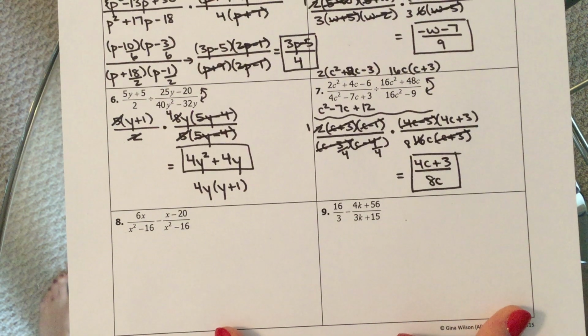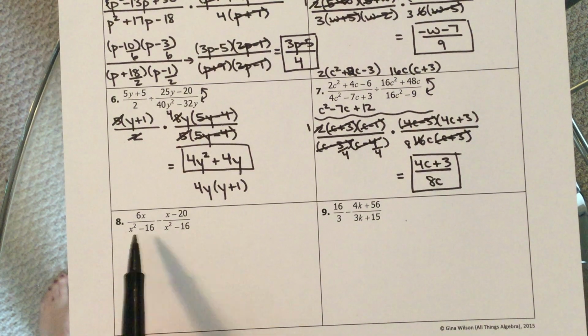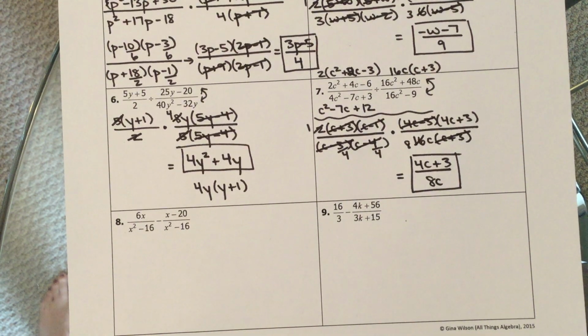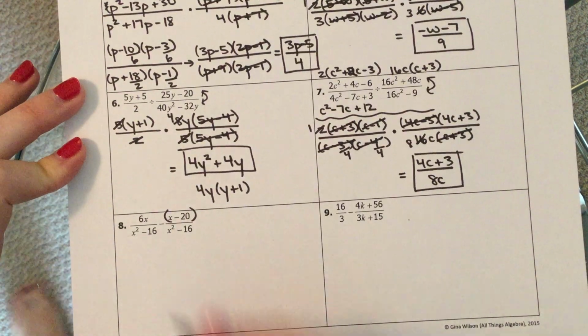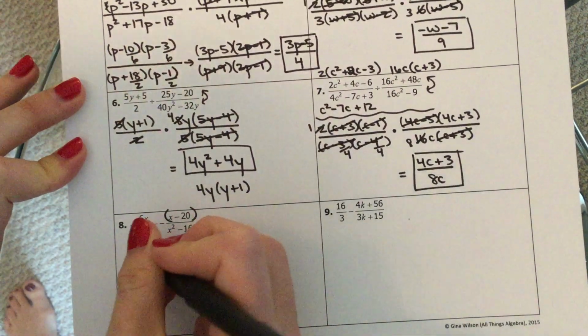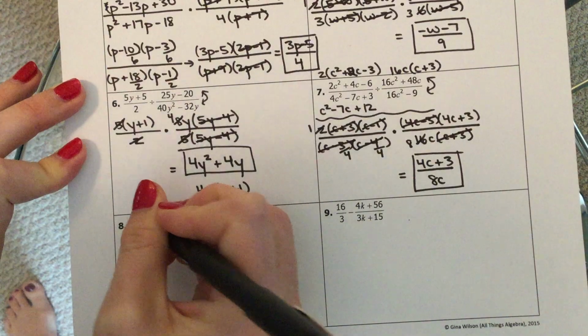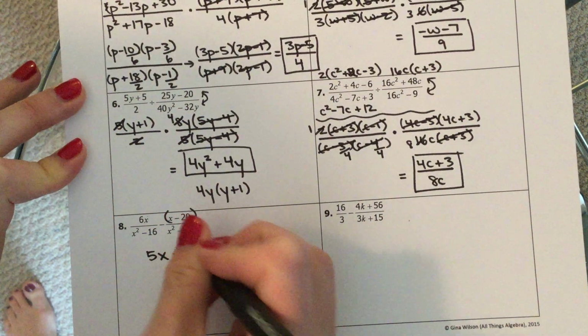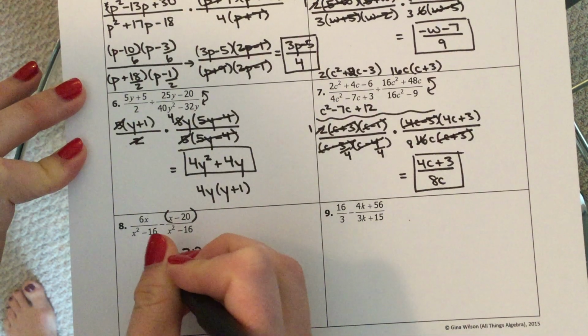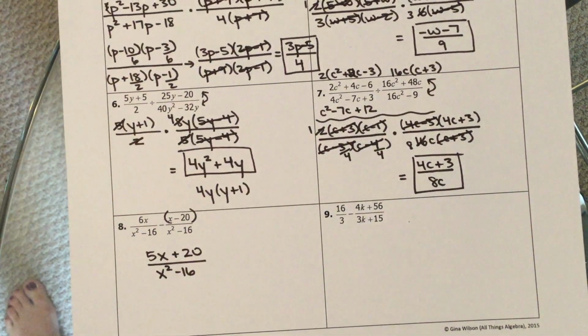Okay, number 8, we've got some subtraction, and this is a simpler one. You've got subtraction with a common base, so you're just going to be combining like terms. Be very careful with the subtraction. So 6x minus x ends up being a 5x, and then nothing minus -20 is a +20. My denominator is the common denominator, the x squared minus 16.